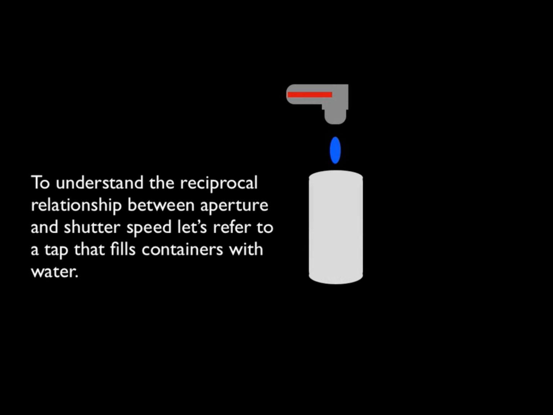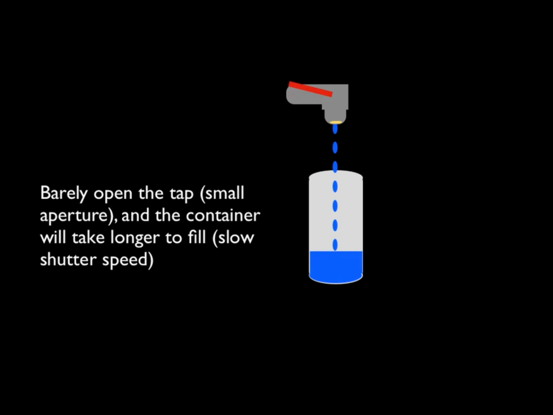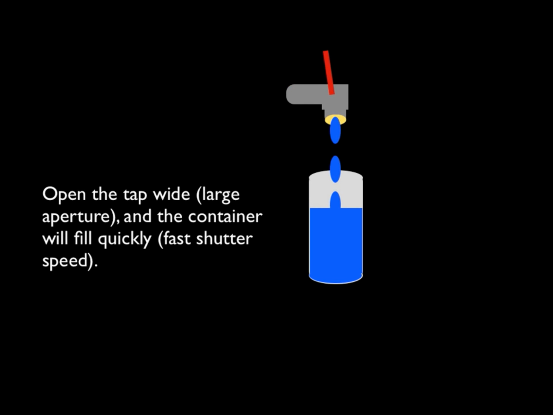To understand the reciprocal relationship between aperture and shutter speed, let's refer to a tap that fills containers with water. Barely open the tap, representing a small aperture, and the container will take longer to fill, representing a slow shutter speed. Open the tap wide, representing a large aperture, and the container will fill quickly, representing a fast shutter speed.